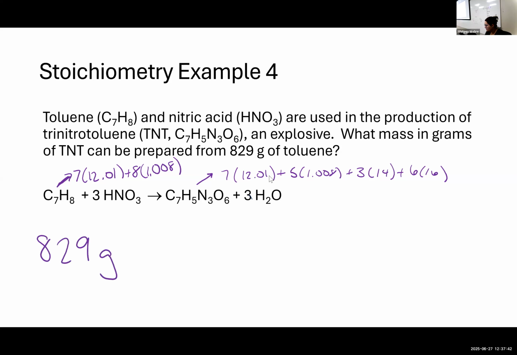All right, so if I start with 829 grams of toluene, that's C7H8, and it wants us to convert it into grams of TNT. So I will need the molecular weight of TNT on the top, and I need to have the molecular weight of toluene on the bottom. If you want to just write out toluene instead of C7H8, you can. I'm doing C7H8 because I'm lazy. What is the molecular weight of toluene?